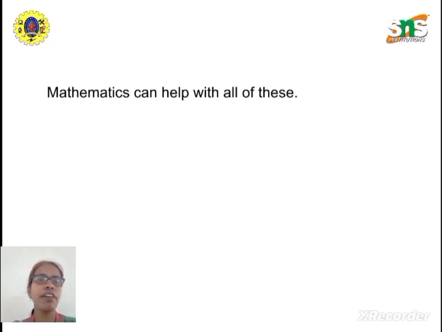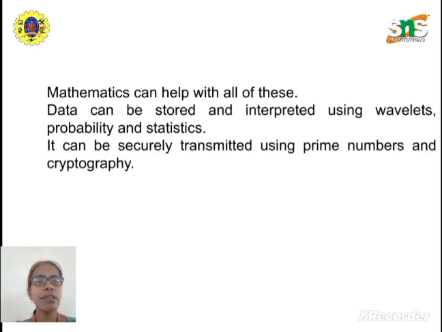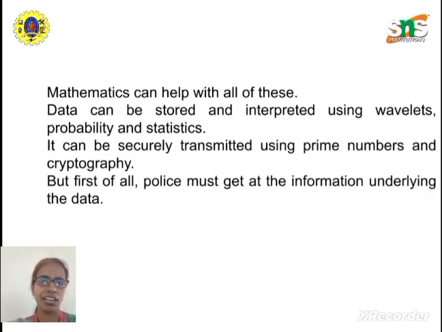The next thing is how mathematics helps with all of these. Data can be stored and interpreted using wavelets, probability and statistics. So using the probability concept, we are going to solve the crime scene. It can be securely transmitted using prime numbers and cryptography. Already we know cryptography is used if you want to share a secret message, that is, if you want to encode or decode any data. Using that concept we send the messages secretly. But first of all, police must get the information underlying the data.